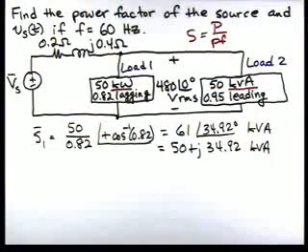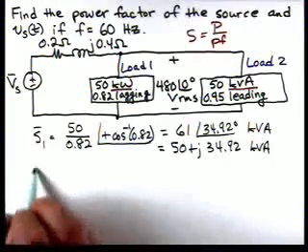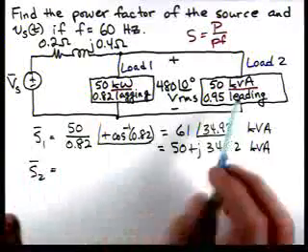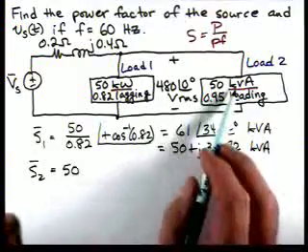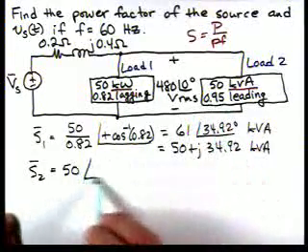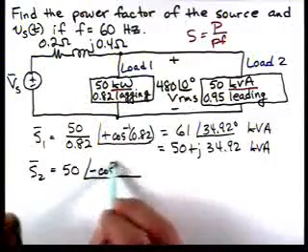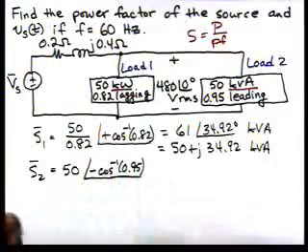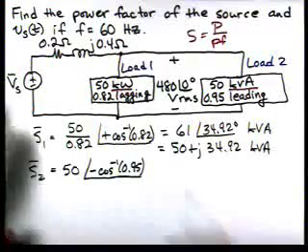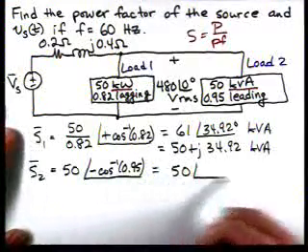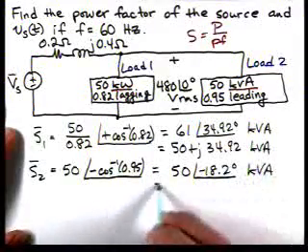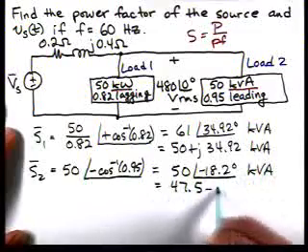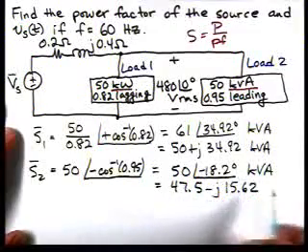Now for the second load, S2, we're given kVA, so here the magnitude is 50 because we're given apparent power. We don't have to divide by the power factor. Now the angle is minus cosine inverse 0.95, and it's minus because of the leading power factor. So we have 50 at an angle of minus 18.2 degrees kVA, or 47.5 minus j 15.62 kVA.